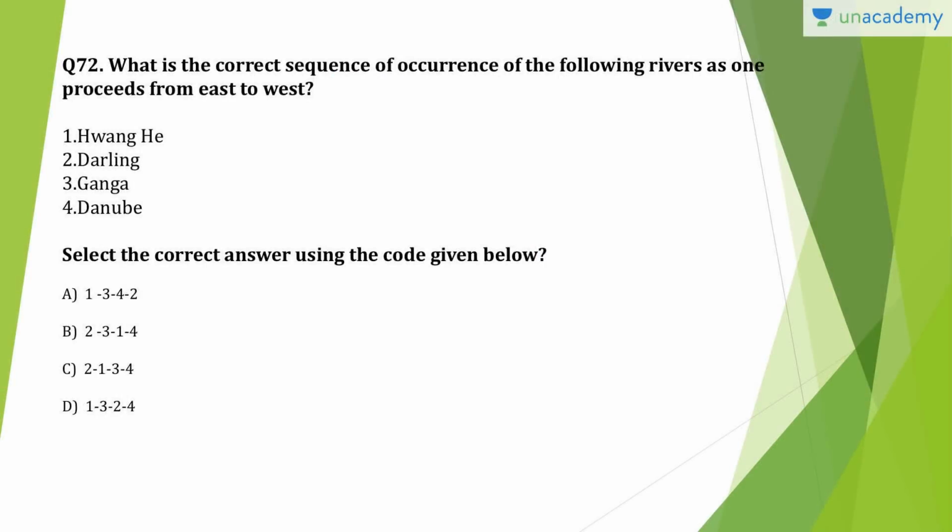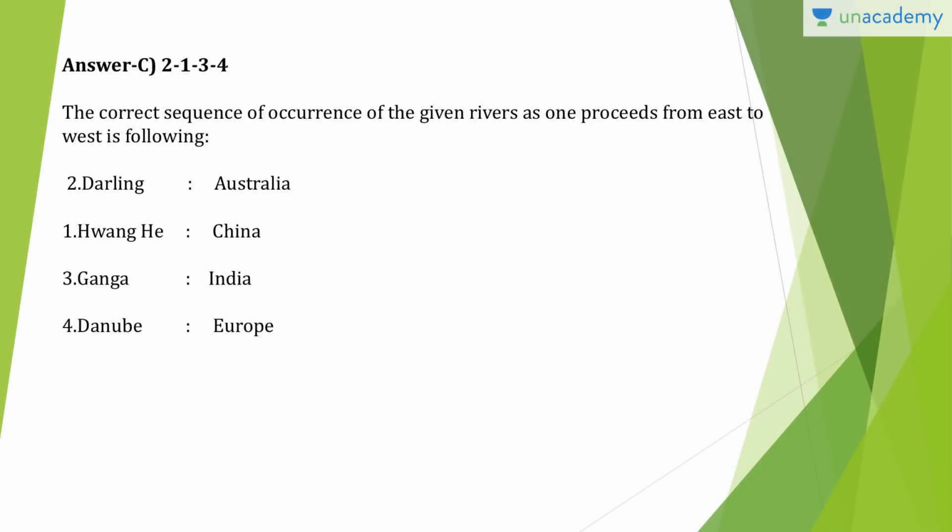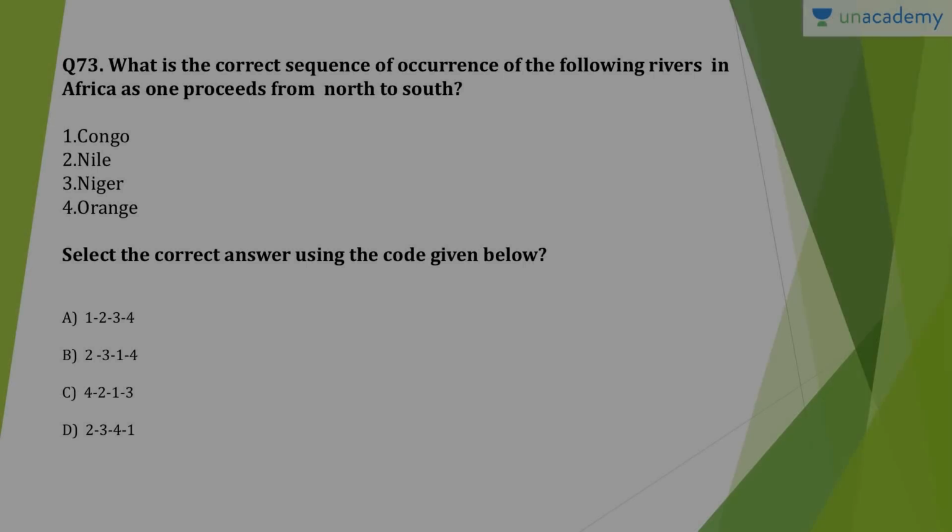Question number 72. What is the correct sequence of occurrence of the following rivers as one proceeds from east to west? The first is Darling. Darling is in Australia. It will be the easternmost river. Then you have Huanghe, which is in China. Then Ganga, obviously in India, and Danube is in Europe, in that Austria-Hungary belt. So answer here is C, 2, 1, 3, 4. Such questions are asked a lot by UPSC. So the correct sequence from east to west is: Darling in Australia, Huanghe in China, Ganga in India, and Danube in Europe.